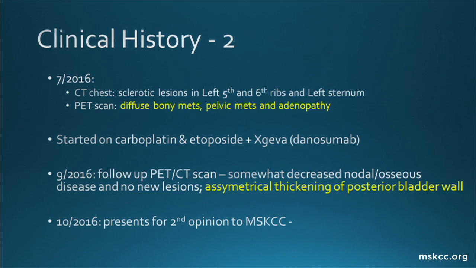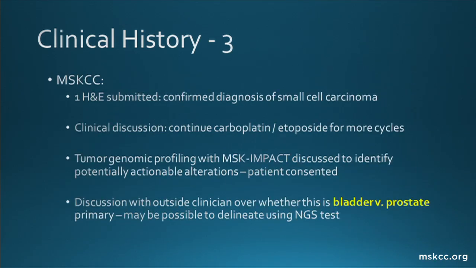And about 4 months after diagnosis, the patient presented here to medical oncology for a second opinion. And we got one H&E slide where we were able to confirm the diagnosis of small cell carcinoma morphologically, again, with the immunopanel from the outside. There was a clinical discussion between our oncologist and the patient regarding continuing the regimen for more cycles.